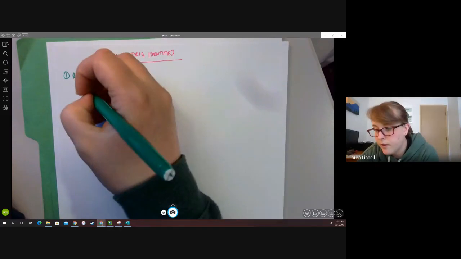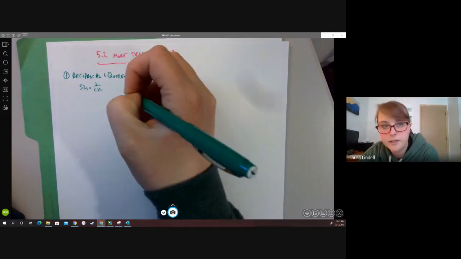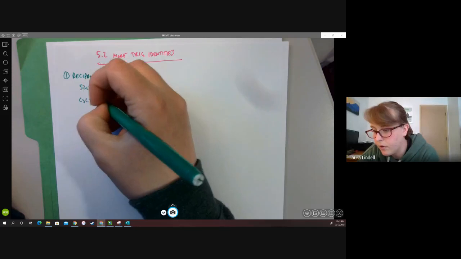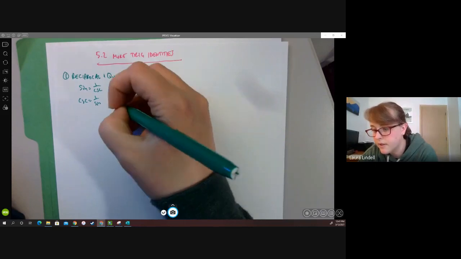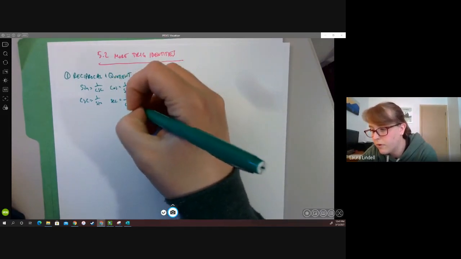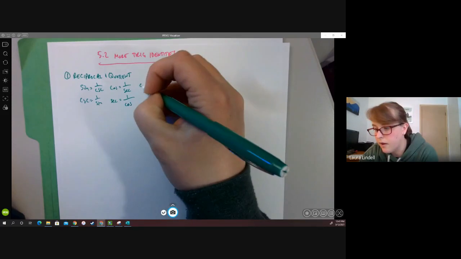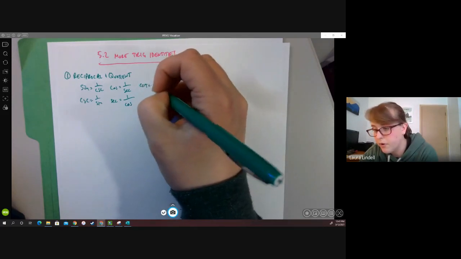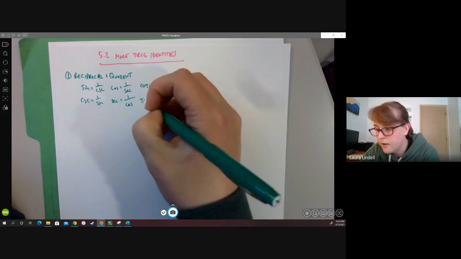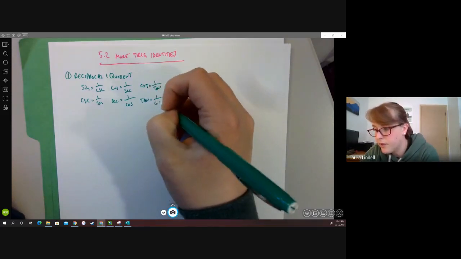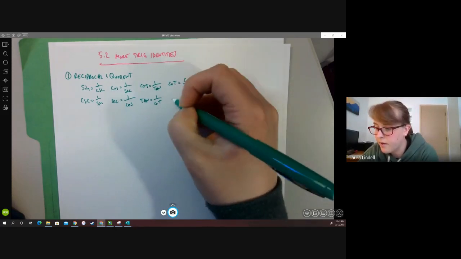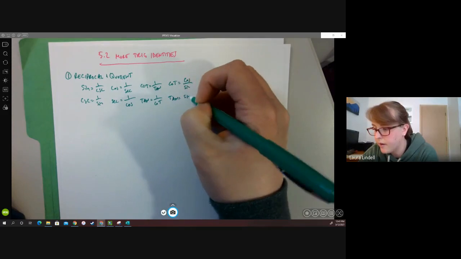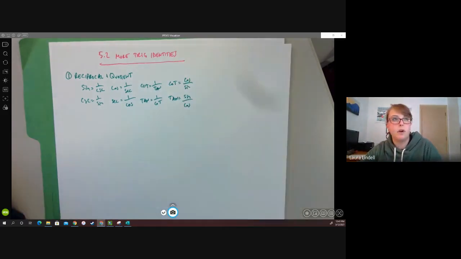Which were sine equals 1 over cosecant, cosecant equals 1 over sine, cosine equals 1 over secant, secant equals 1 over cosine, cotangent equals 1 over tangent, tangent equals 1 over cotangent, cotangent equals cosine over sine, and tangent equals sine over cosine. So those were all of our reciprocal and quotient identities.